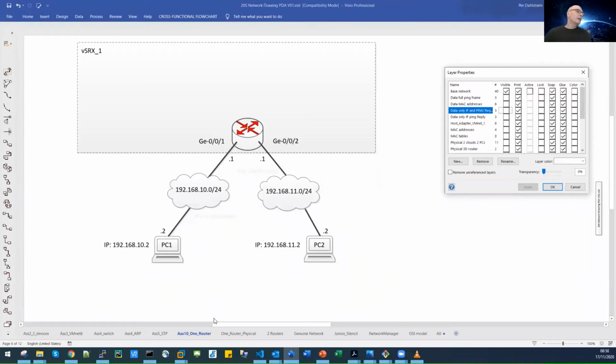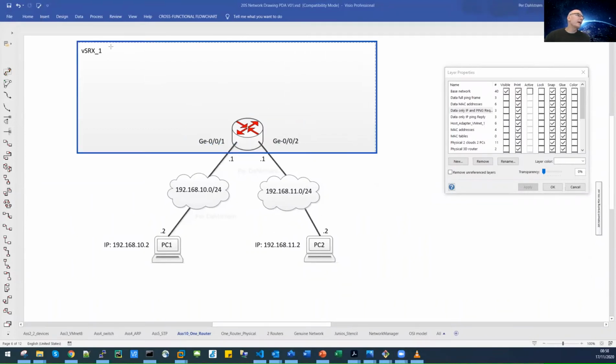So in assignment 10, we have one router to interconnect our two subnets. The router is sitting here with this router symbol. I have blown up the router a bit to be this entire rectangle here, and the name of the router is VSIX1. So this router, we can see what's going on inside the router when we put stuff in here.